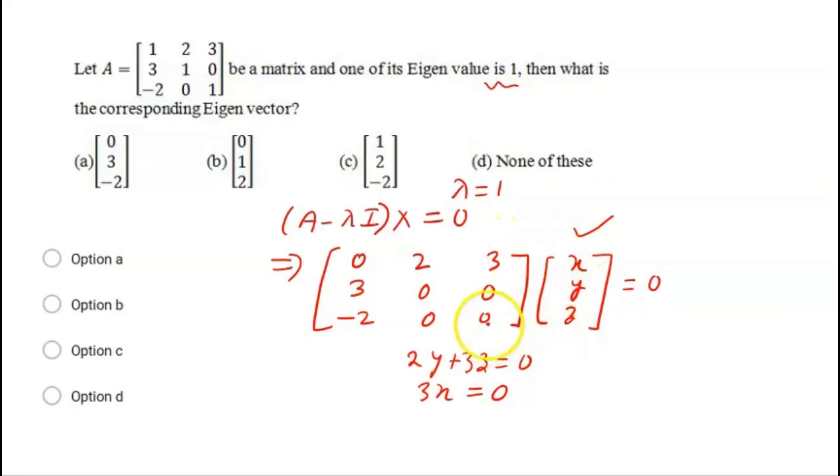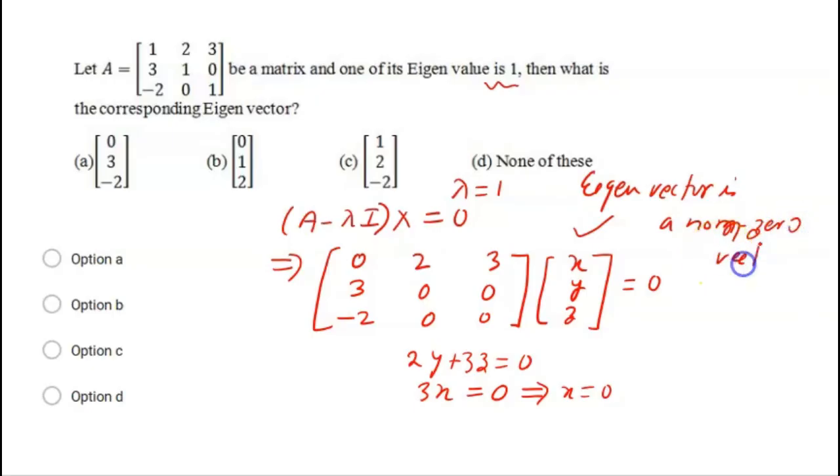In case you are not clear about how to calculate an eigenvector, then first you should be clear about that. But anyway, I have taken the first equation, 2y plus 3z is equal to 0, and then 3x is equal to 0. So this equation gives me x is equal to 0. Now this is a very important point I am repeating: eigenvectors are non-zero vectors. An eigenvector is a non-zero vector.